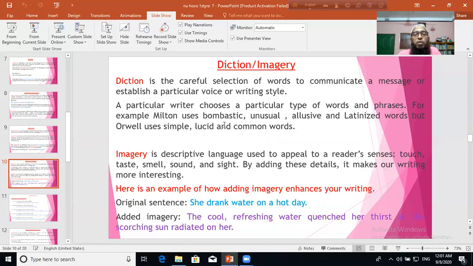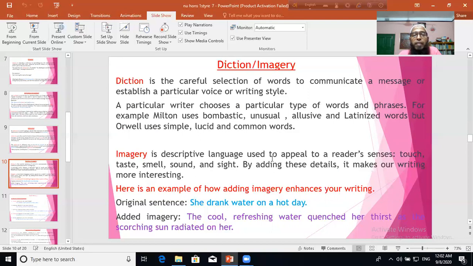For example, Milton uses bombastic, hyperbolic, unusual, allusive, and Latinized words, but George Orwell, another writer, uses simple, lucid, and common words. Each and every writer has his own diction, I mean choice of words, what type of words he or she will use in his essay or in his poems. It depends on the writer. So diction means choice of words.